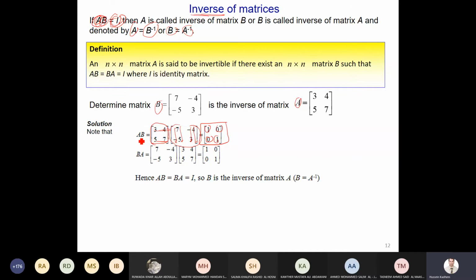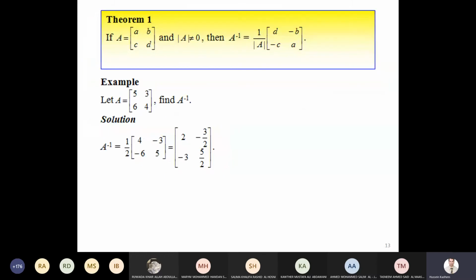That B is the inverse of A. Let me multiply B by A. I did the same thing, and I also got the identity. They are inverse to each other. You got it? Okay. We understand the inverse. How do we find the inverse of a matrix?